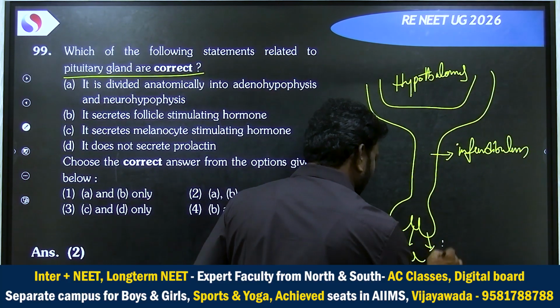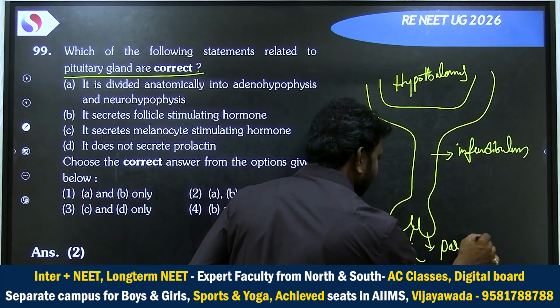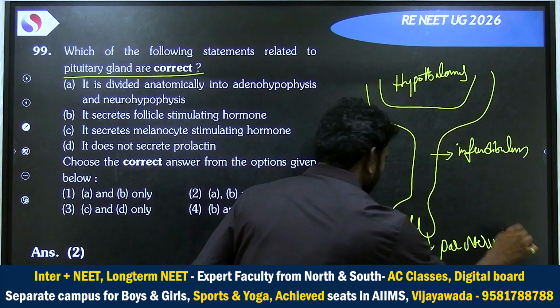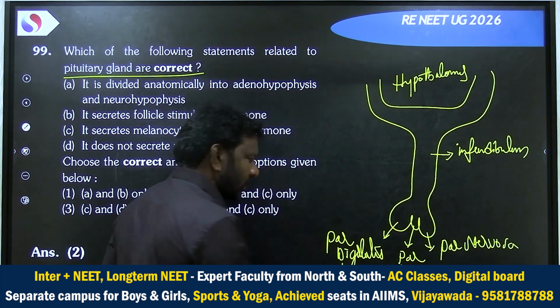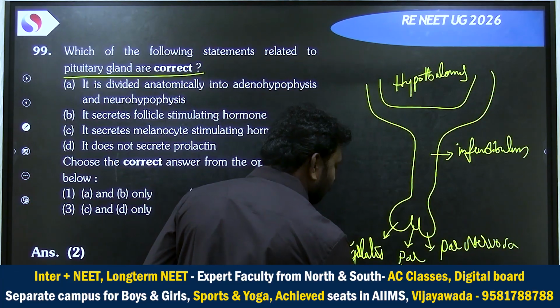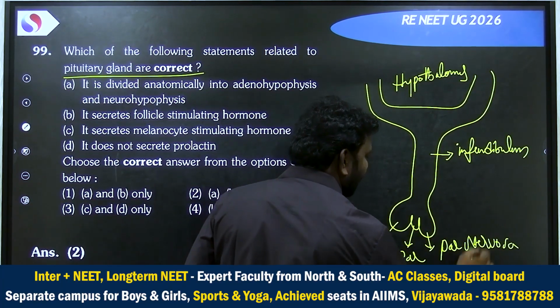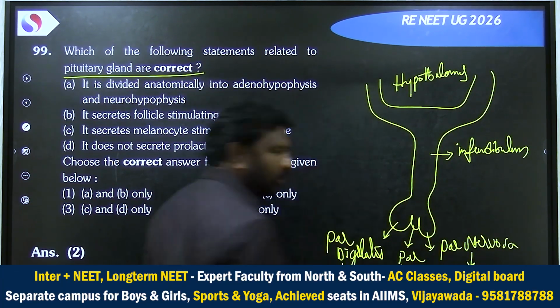And third one is pars nervosa. So pars distalis secretes 6 trophic hormones. Pars intermedia secretes only 1 hormone. Pars nervosa stores and releases 2 hormones.